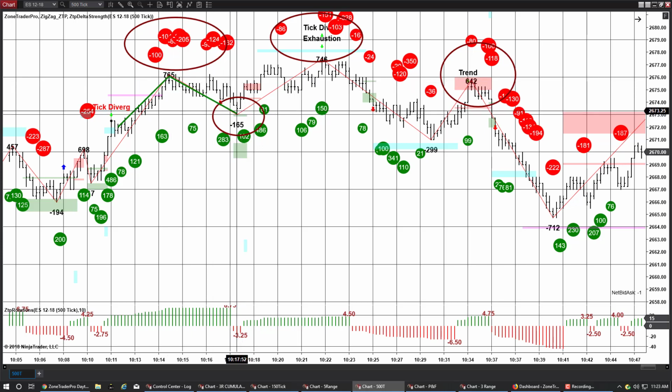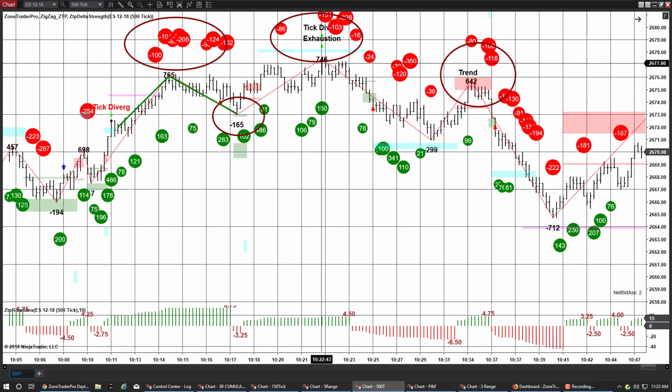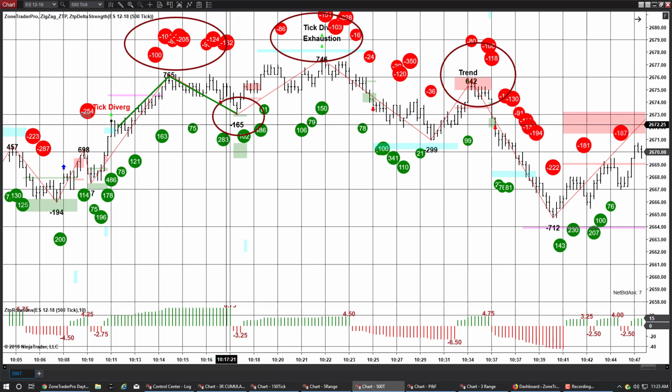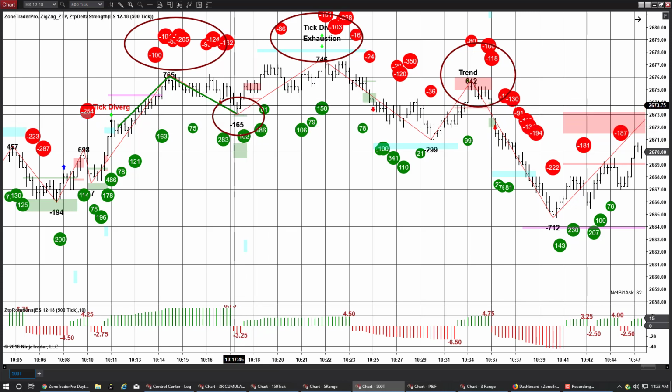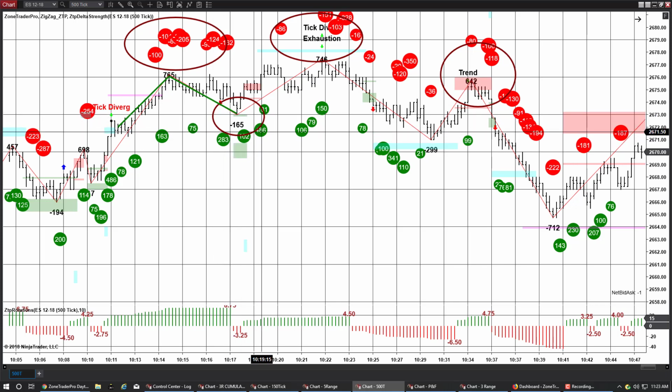The selling here brought us to a tick divergence exhaustion trade. And I circled this area right here because this is a known ZoneTraderPro pattern, and we did see the buying come from down here. However, this is considered a higher risk because of two reasons.